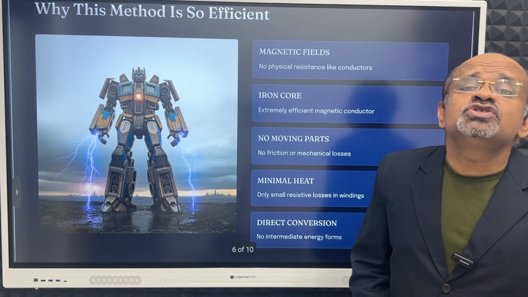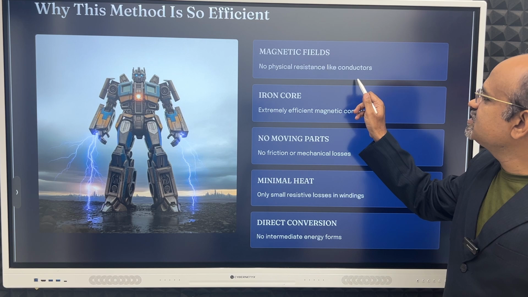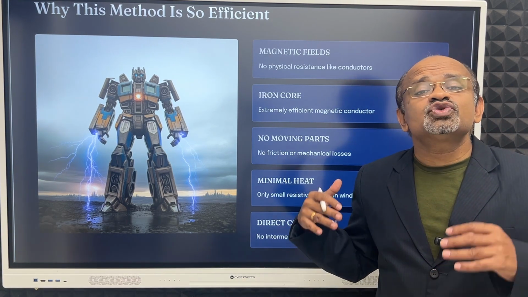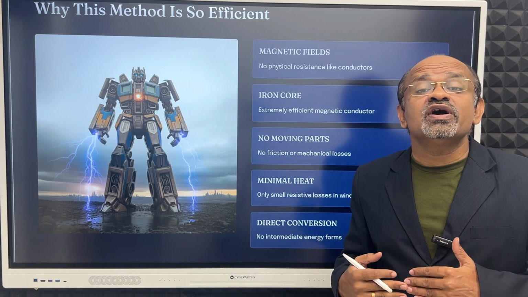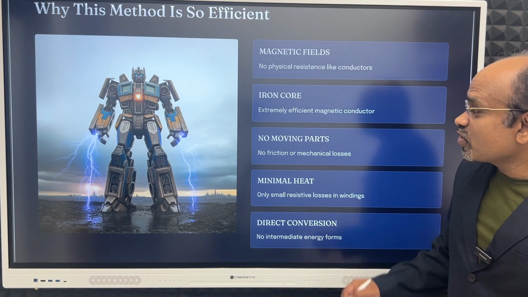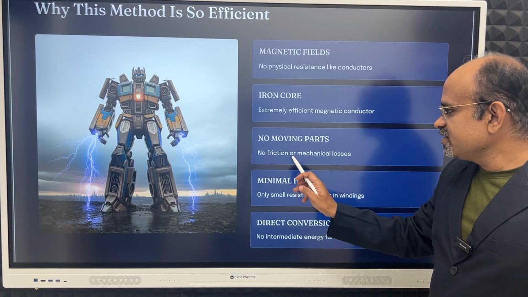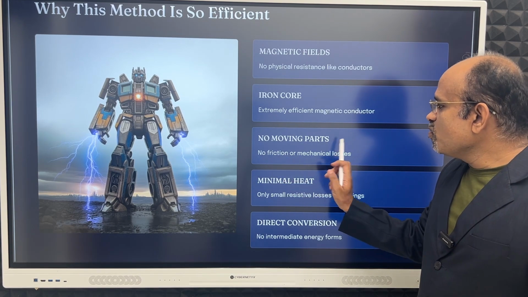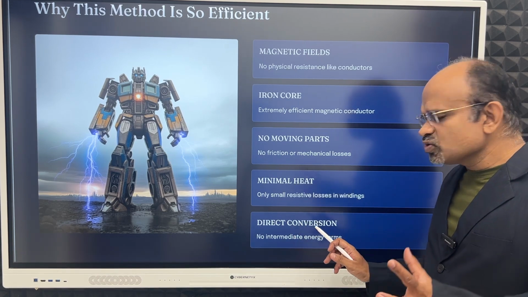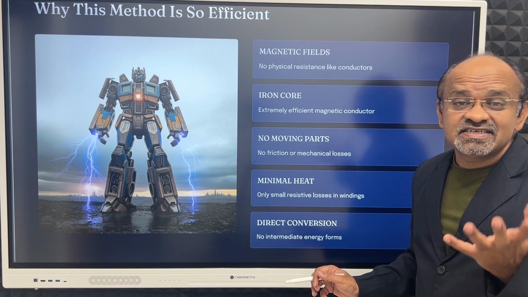Now, why is this method so efficient? Ask me why. There is no physical resistance like conductors, and we have seen it is so highly efficient. 1000 to 5000 times more flux can be conducted through the iron core or silicon steel stampings. So the iron core is an extremely efficient magnetic conductor. No moving parts, no friction, no mechanical losses, minimal heat, only small resistive losses in the winding, very small, because it's a copper winding. The resistance is very less.